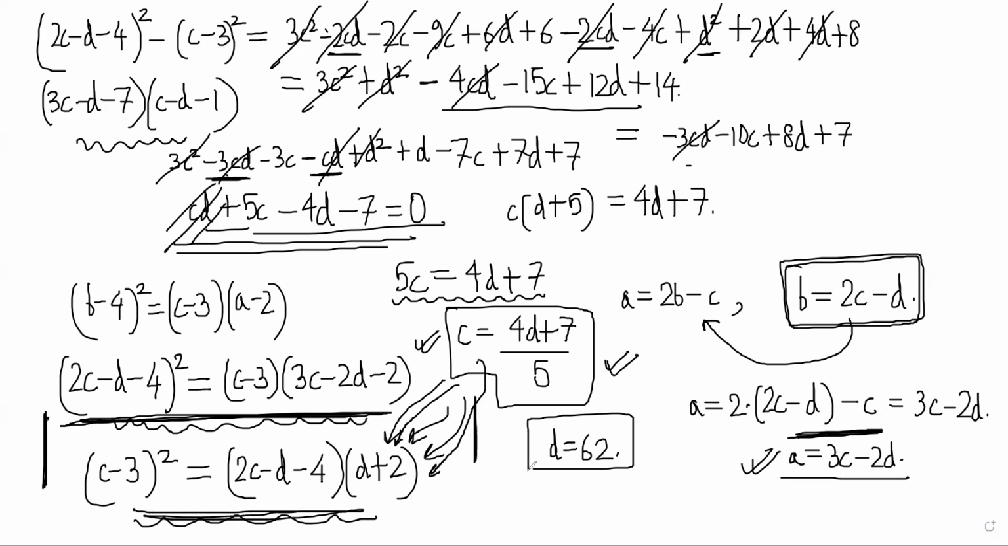and solve for D. You will get that D is 62, and as soon as you get D is 62, C will be (4 into 62 plus 7) by 5. So notice that this is 248 plus 7, 255 by 5. So that is 51. So C is 51, D is 62. Common difference is clearly 11. So B will be 40 and A will be 29. Your answer is A 29, 40, 51, 62.